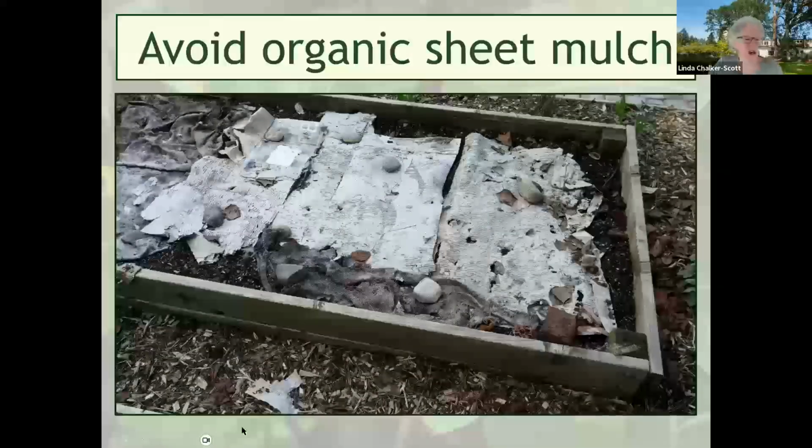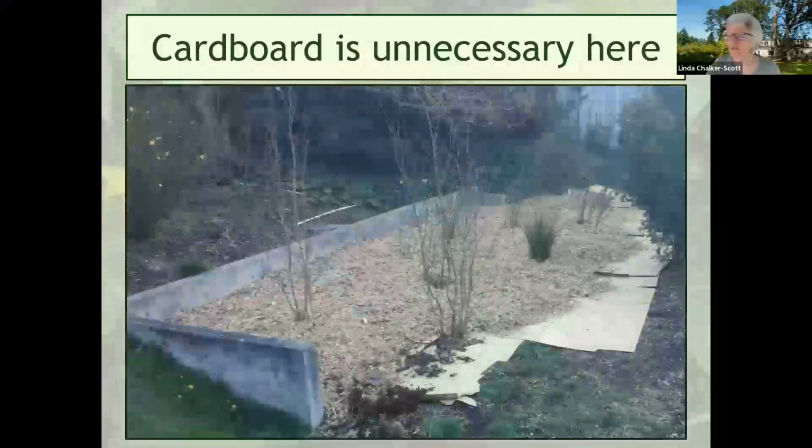The organic sheet mulches are harder to convince people not to use. So this is a good example. Here there's actually some burlap there along with some cardboard. It's very soggy and it creates this anaerobic condition because again, water and oxygen don't move well through sheets. And if it's wet, it's going to be very, very wet. And if it's dry, it's going to be very, very dry.